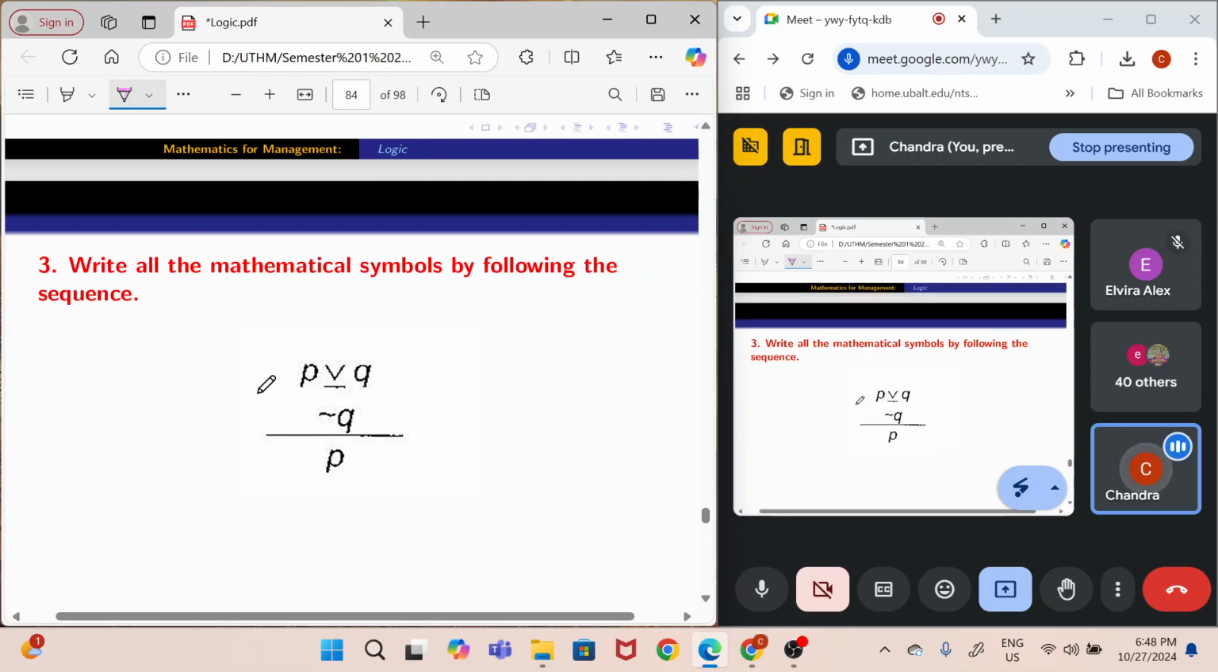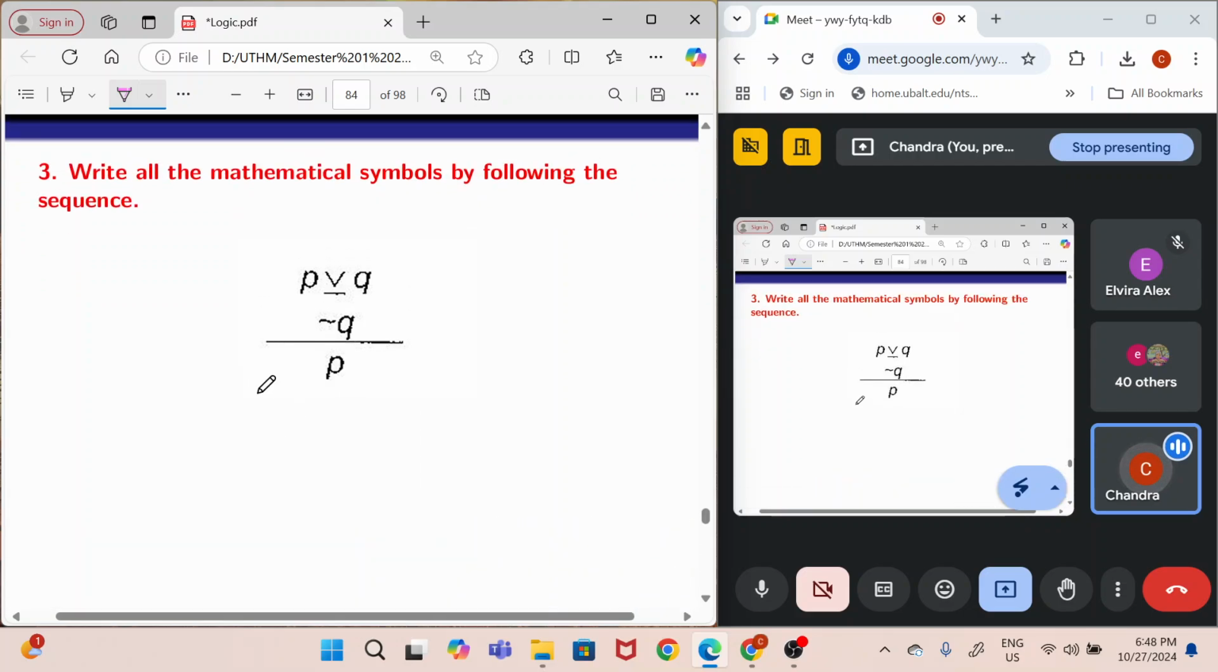The fourth one, we have to create a truth table. That will take some time, but as I told you, I need to give a break in between, 6:50 until 7:15 p.m. So we take a break and then we'll join again.